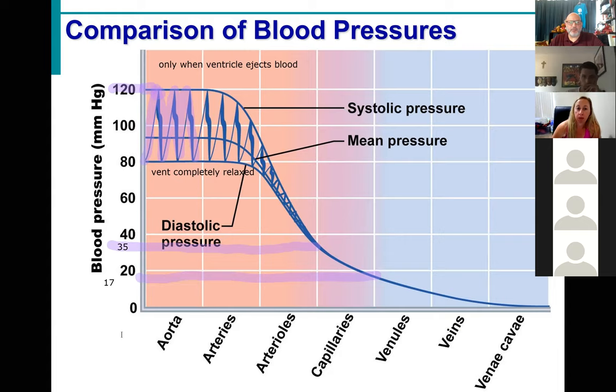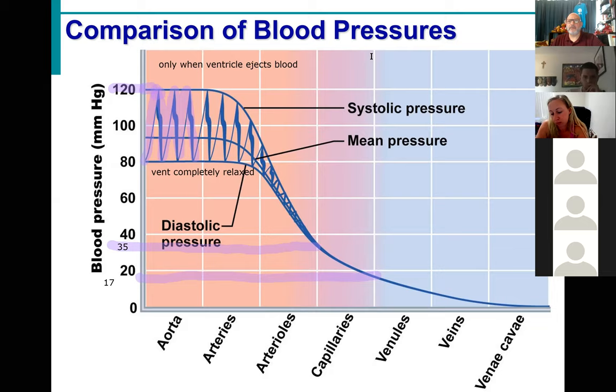And then our pressure gradient in all of the veins, from the venules all the way back to the heart, is from 17 to zero. So it's a very, very small pressure gradient change that we see there. In fact, the pressure gradient is 18 in the capillaries themselves and only 17 in all the veins. That's why it moves so slowly and so sluggishly through those veins, because of those differences in pressure. Okay?